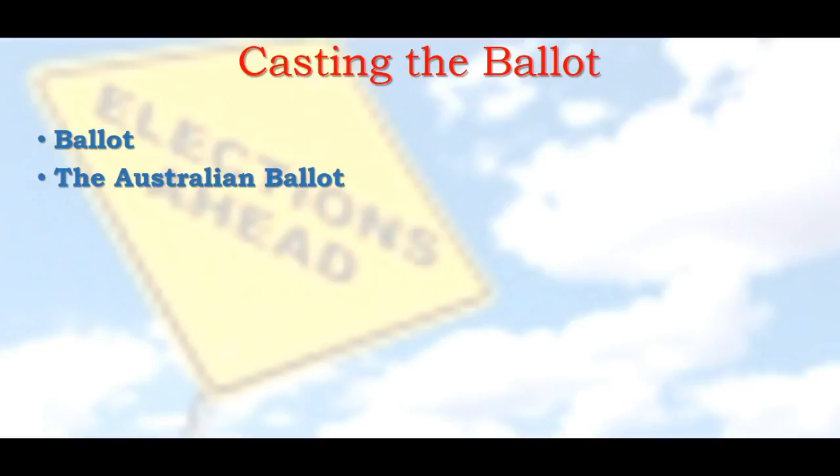Two basic varieties of the Australian ballot have developed over the years. Nearly half the states now use the office group version. The rest of the states use the party column ballot.